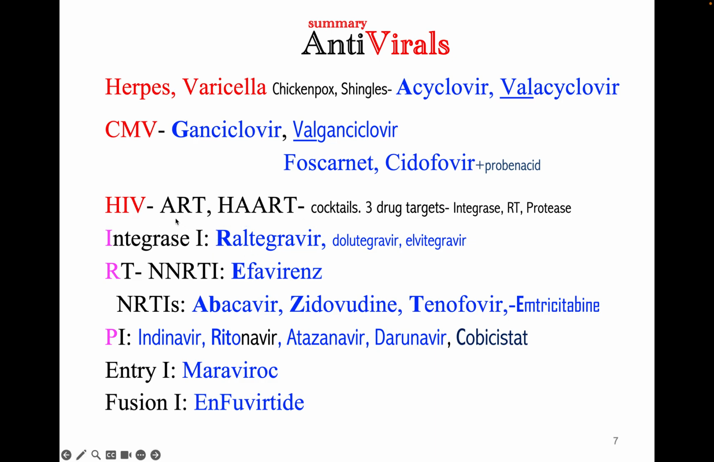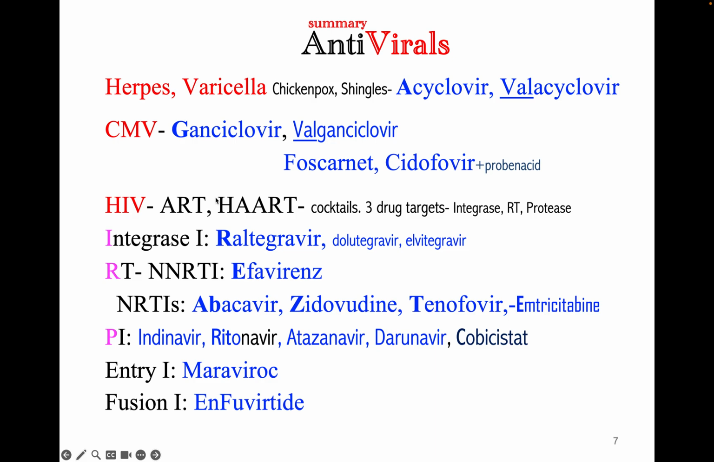Okay, before that, what is ART? Antiretroviral therapy. And HART means highly active antiretroviral therapy. What is highly active antiretroviral therapy? They are going to use multiple drugs. So we use multiple drugs, three different targets of the virus, three different enzymes. I want you to remember: integrase, reverse transcriptase, and protease. That's it. So let's look at it.